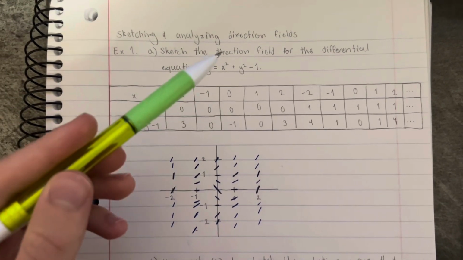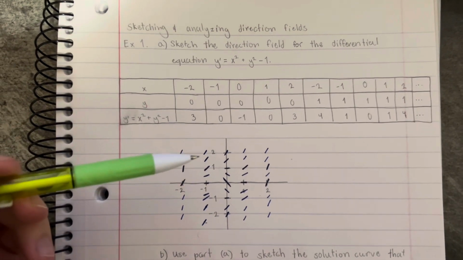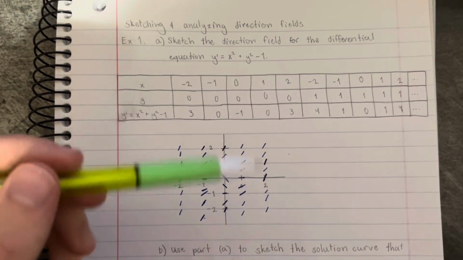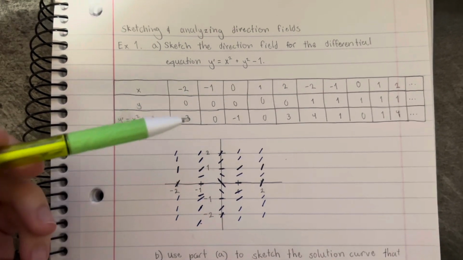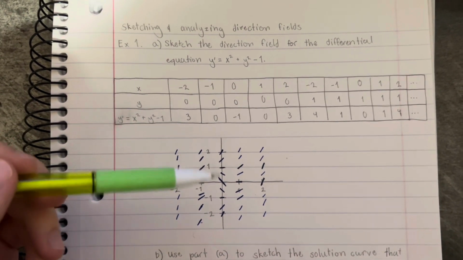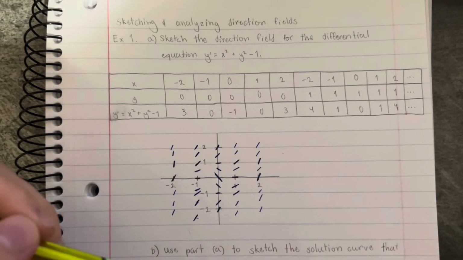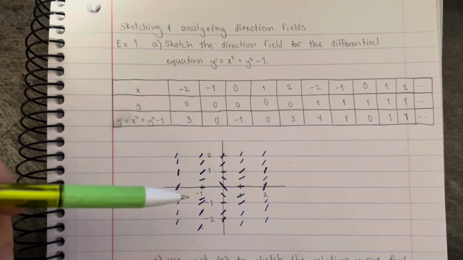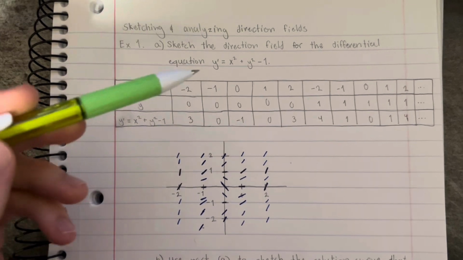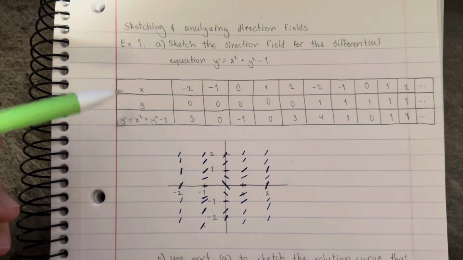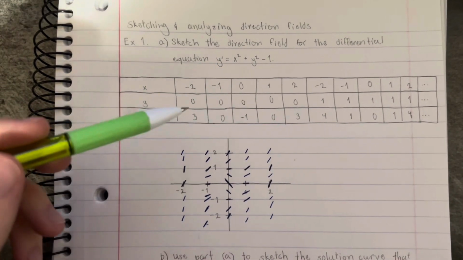So what is a direction field? A direction field is basically, what if you took every point on the graph and then found the slope of that point and then plotted all of that. So that's what we have here. And to find the slope at each point, you just plug the x and y values into the equation and see what you get.